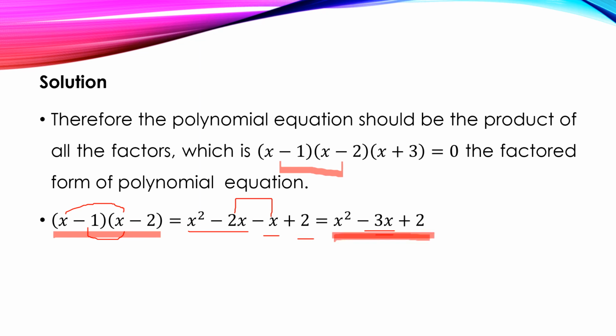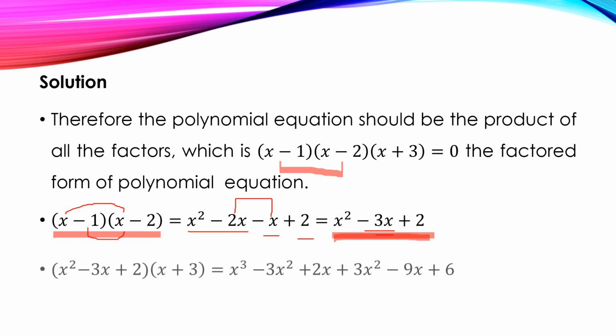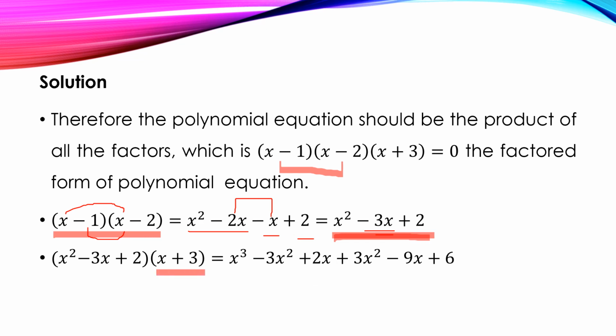yung ating first product. After this, i-multiply na natin siya dun sa ating third factor. So that is x plus 3. So multiply natin yung ating nakuhang product na x squared minus 3x plus 2 sa x plus 3. So dito ay distributive property. So isa-isahin lang natin. X squared times x is x cubed. Negative 3x times x is negative 3x squared. Tapos 2 times x is 2x.